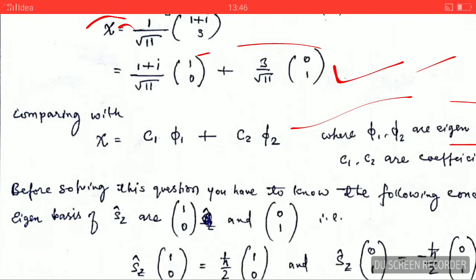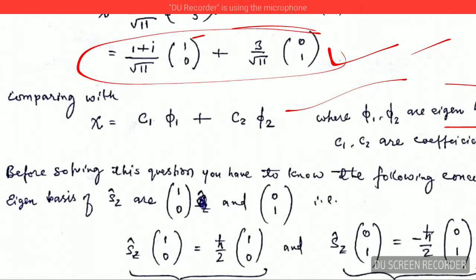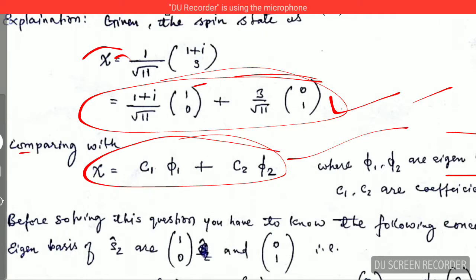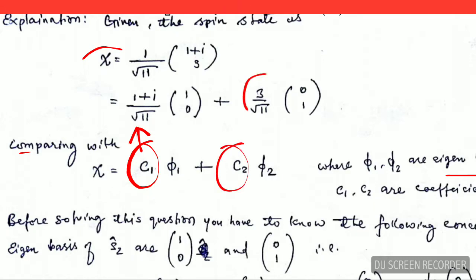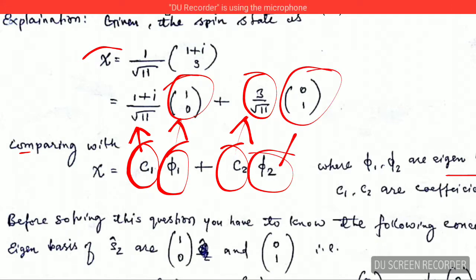Now if you compare this equation and this equation, then you will find that c1 is equal to this and c2 is equal to this. So this is what you will get on comparing these two equations, as well as you will find that phi 1 is equal to this one and phi 2 is equal to this one. So this is the thing that you are going to get.